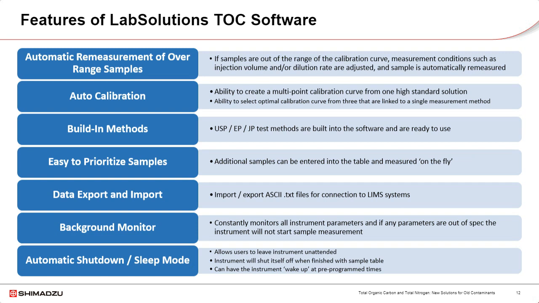We have built-in methods for very common tests like the USP, EP, and JP. Those are, for people who don't know, USP is United States Pharmacopoeia, EP is the European Pharmacopoeia, and JP is the Japanese Pharmacopoeia.